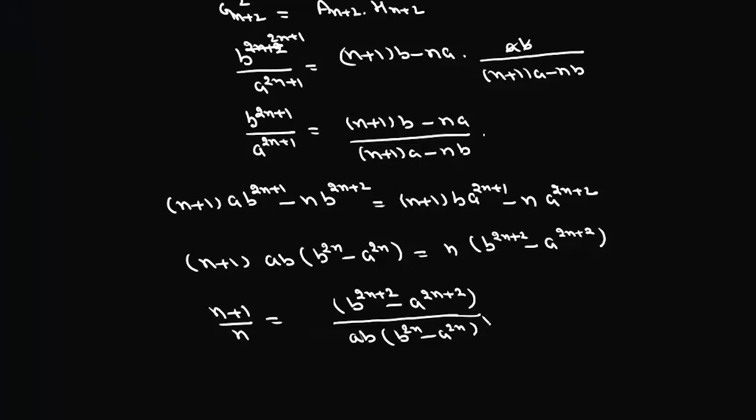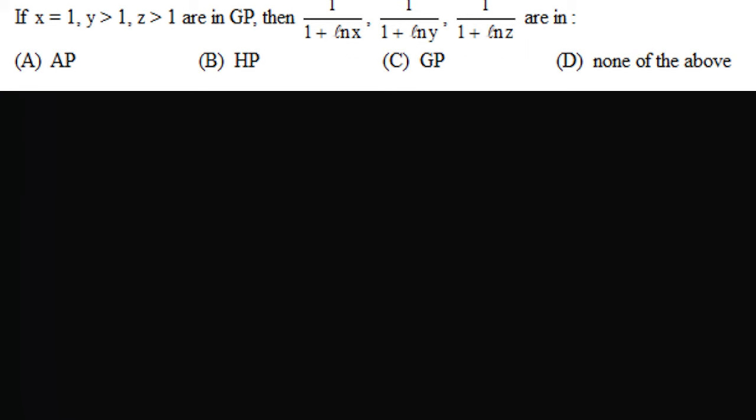Now in this question it is given that x, y, z are in GP, and here it should be x is greater than 1 and not x equal to 1. So x, y, z are in GP, and we know that if x, y, z are in GP, then log x, log y and log z will be in AP.